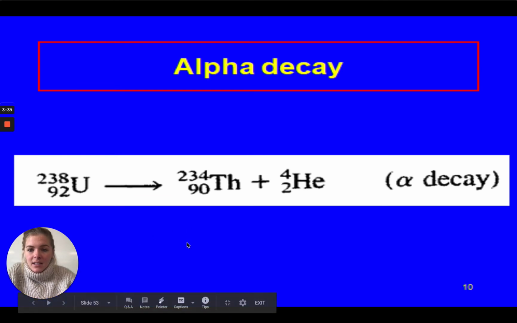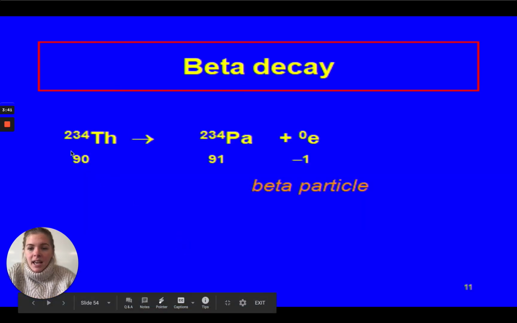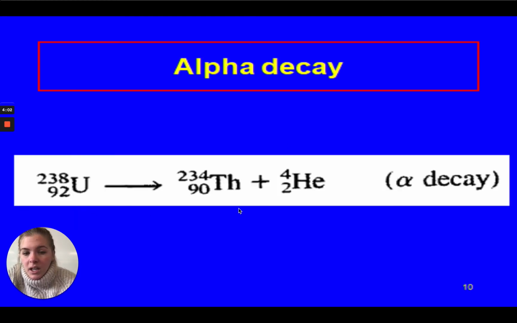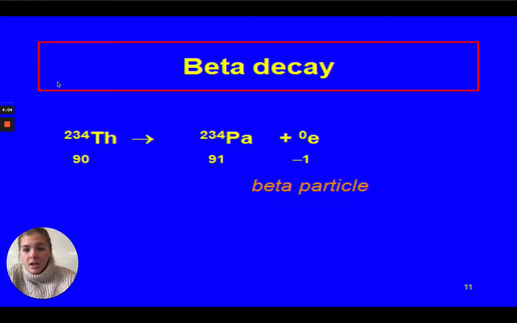Beta decay is our next thing we are going to look at. If we start with this Th atom, let me actually look up what element that is because I am not positive off the top of my head. The element Th is called thorium. Okay, learned something new. So in here we started with uranium and broke it down into thorium and a helium. We're now going to start with thorium, 234 and 90, what we have right here, and break it down further using beta decay.